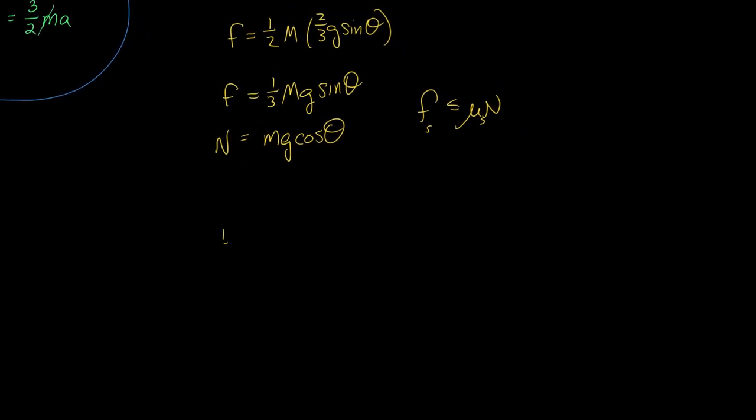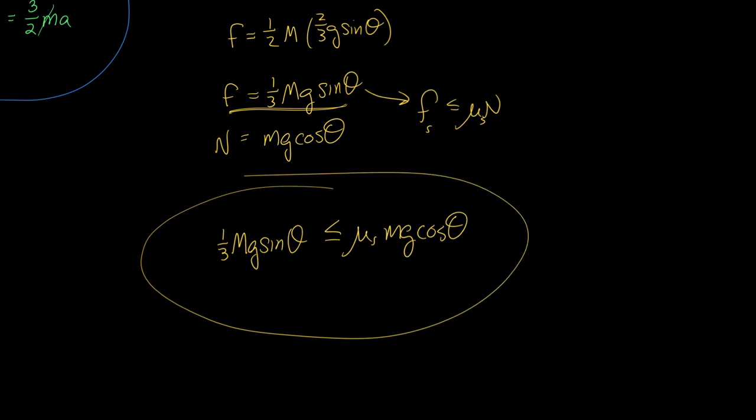Consider doing this. Putting this in for friction, and putting this in for the normal force. This tells you what the minimum coefficient has to be for the object to be able to roll. If you don't have enough coefficient of friction, then your object won't roll, it'll slide. But this is the amount of friction required for an object to roll.